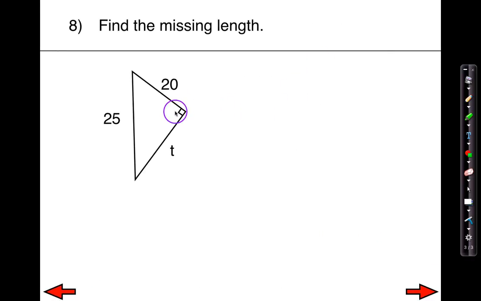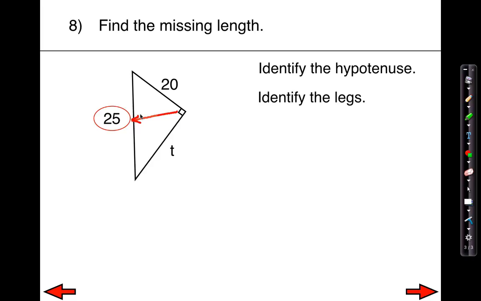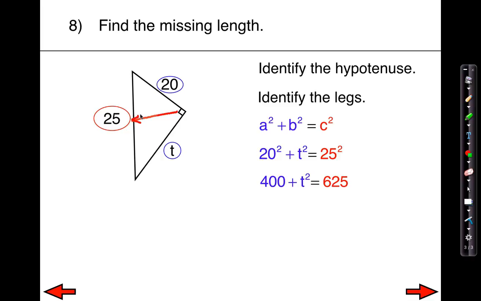Here, again, you're going to look across from the right angle and see that the hypotenuse is 25. That means the legs are 20 and t. So plugging that into our formula, you should have something along the lines of 20 squared plus t squared equals 25 squared. 20 squared is 400, so we have 400 plus t squared equals 25 squared is 625.